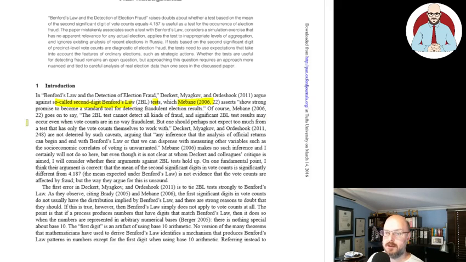Of course, Mebane goes on to say the 2BL test cannot detect all kinds of fraud, and significant 2BL test results may occur even when vote counts are in no way fraudulent, but one should perhaps not expect too much from a test that has only the vote counts themselves to work with.